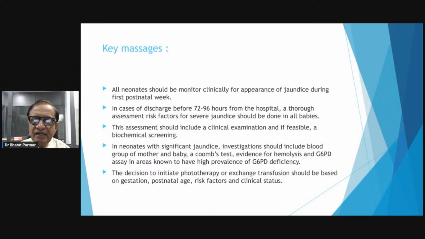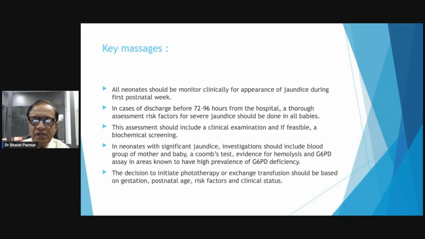So today's take-home remarks on unconjugated neonatal jaundice or neonatal hyperbilirubinemia: all neonates should be monitored clinically for appearance of jaundice during the first postnatal week. In case of discharge before 72 to 96 hours from the hospital, assessment of risk factors for severe jaundice should be done in all babies.